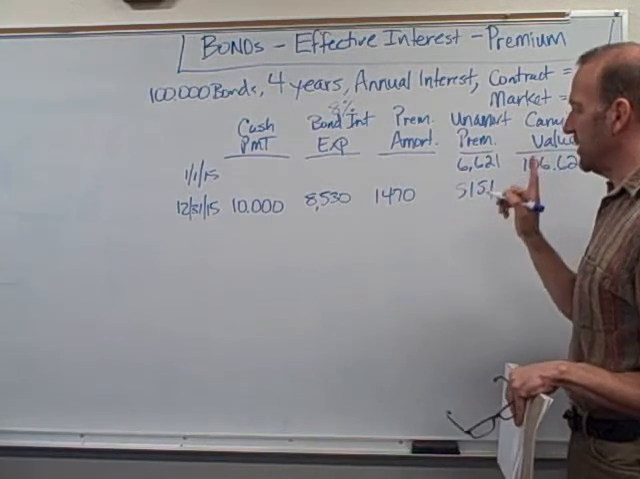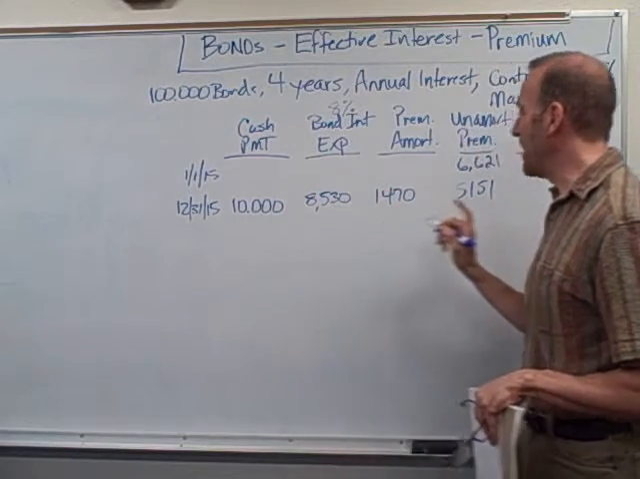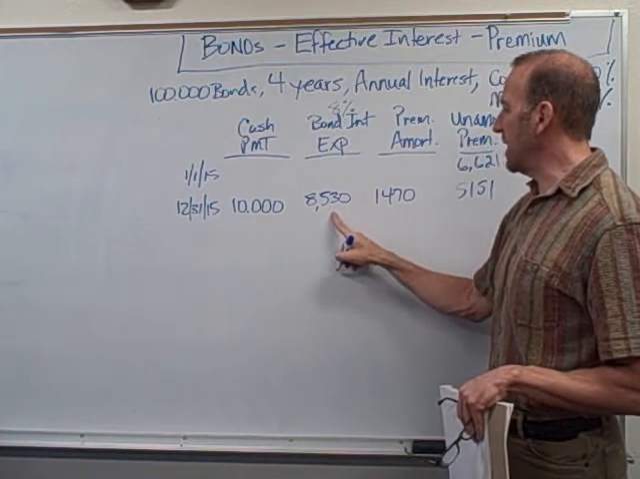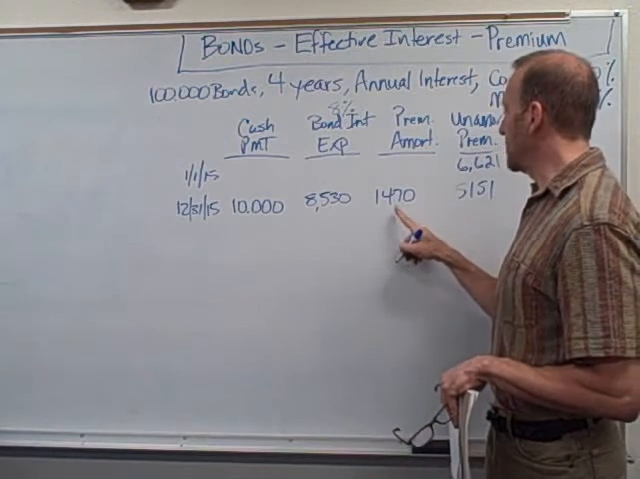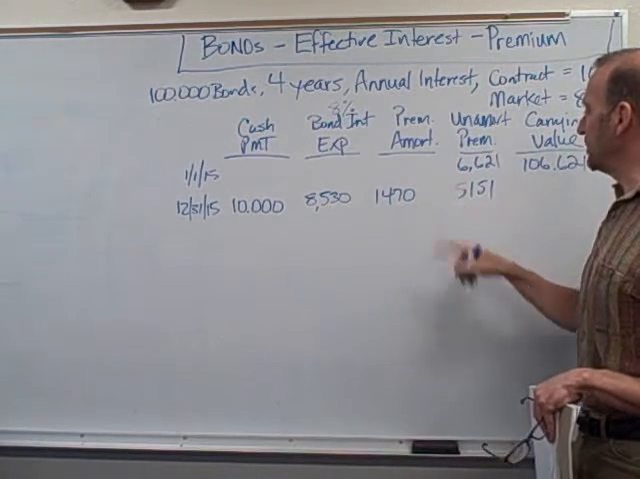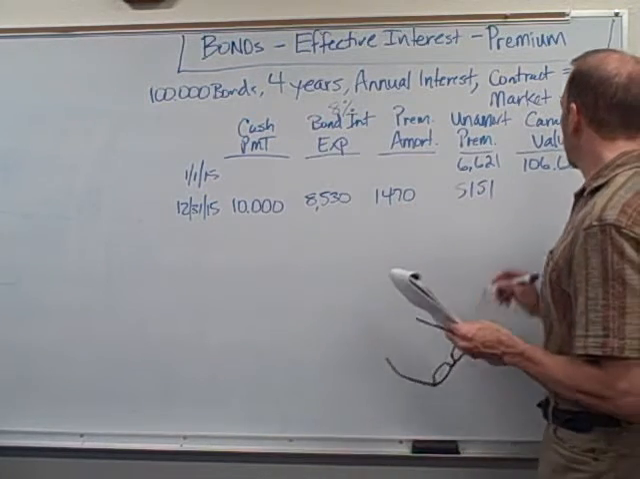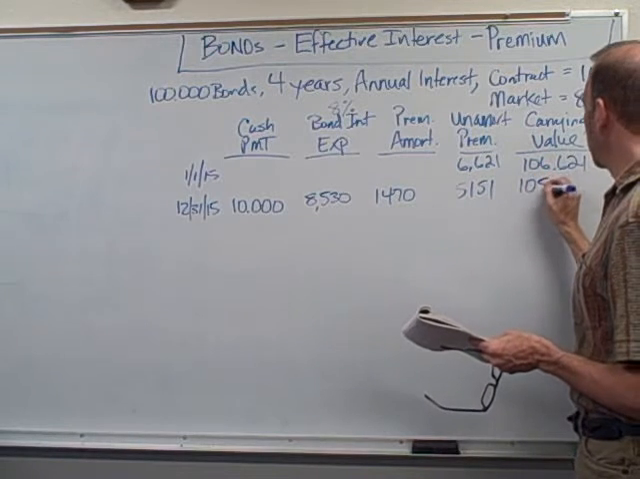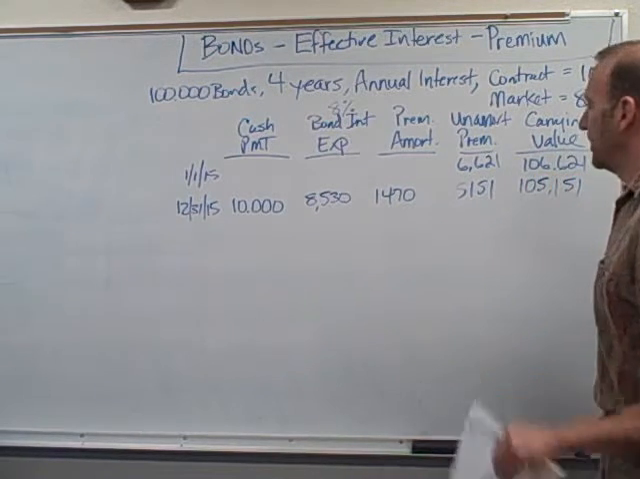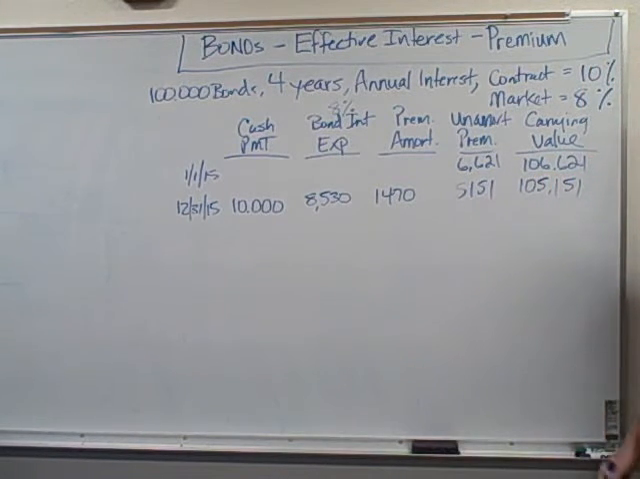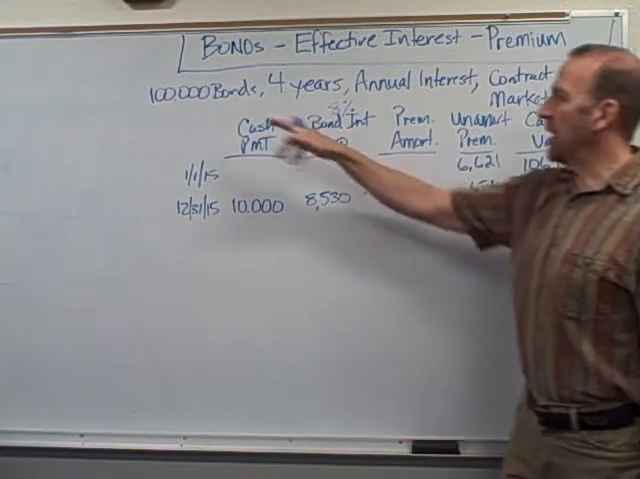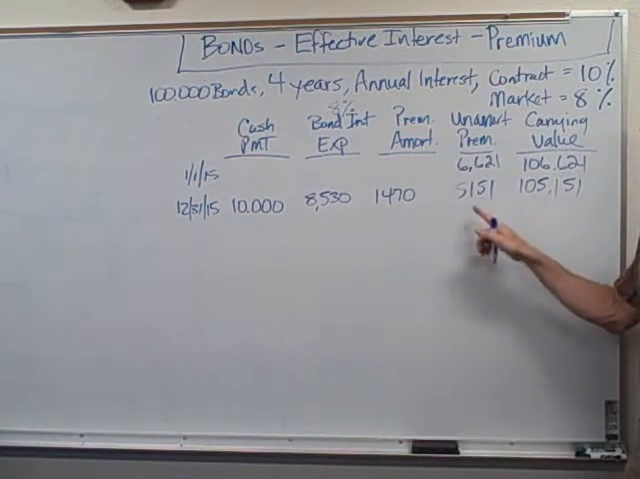Right, and I said this wrong. Let me back up now. We got this by taking the 10,000 minus the 8,530, which gets us 1,470. That's how much we're reducing the premium by, to 5,151. So then our carrying amount is 105,151. There we go. We got this just by adding the bond value at the end, the $100,000 principal amount.